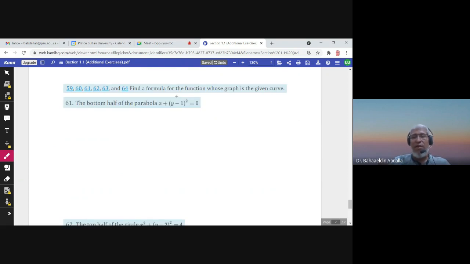Find a formula for the function whose graph is the given curve, the bottom half of the parabola. The graph of this equation is a parabola. If you solve this equation for y, then y minus 1 would be plus or minus square root of negative x, or y is equal to, if you take 1 to the other side, 1 plus or minus square root of negative x. This means that negative x should be positive because it's inside the square root, so x should be negative.